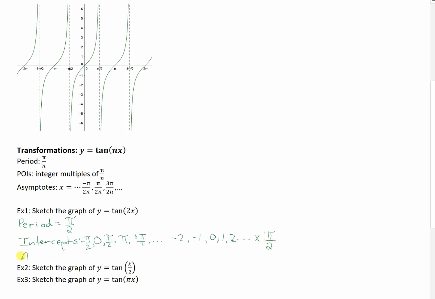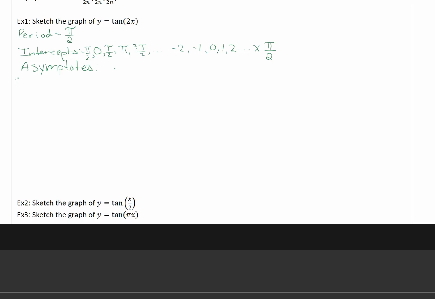Each of those is just taking integers and multiplying by pi over 2 and simplifying if necessary. Now my asymptotes are again going to occur double as often, so they're going to cover half the span. Again taking integers, but in this case multiplying by pi on 2n, so in this case, pi on 4. Sorry to jump the screen there. Because n is equal to 2, my asymptotes are going to occur at negative pi on 2 times 2, which would be negative pi on 4.